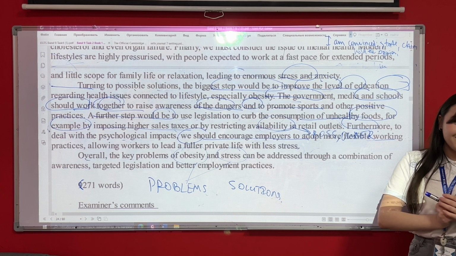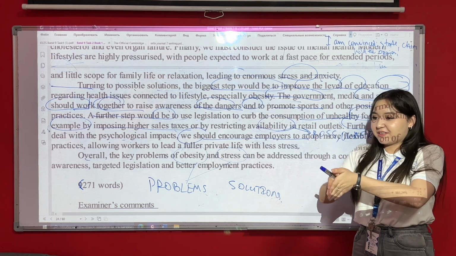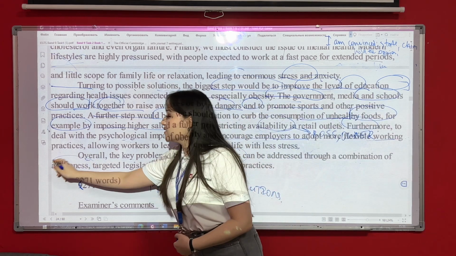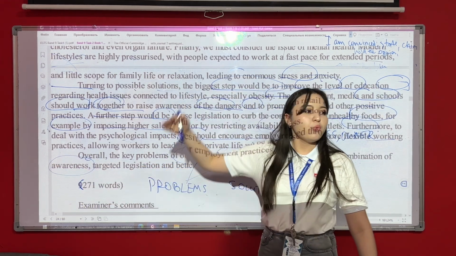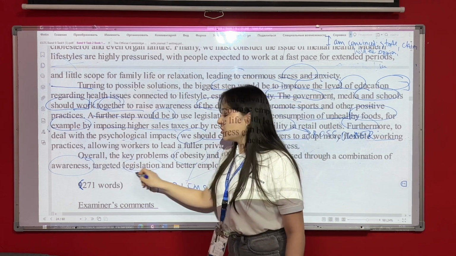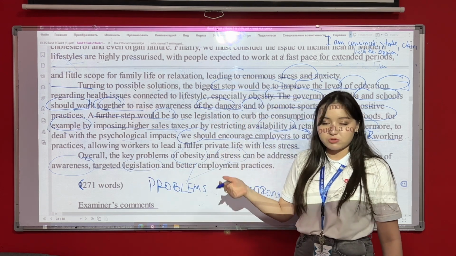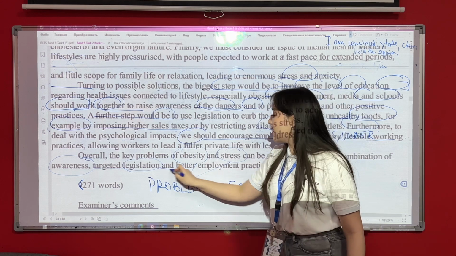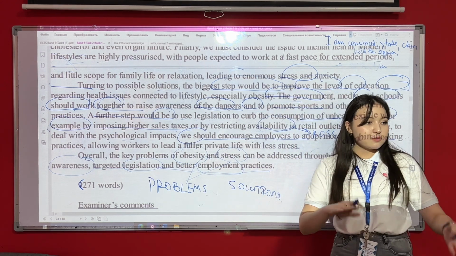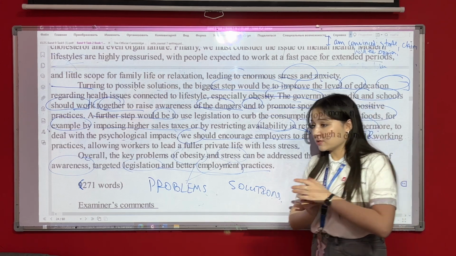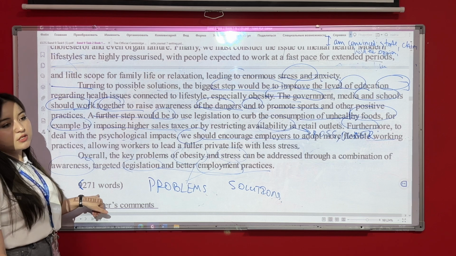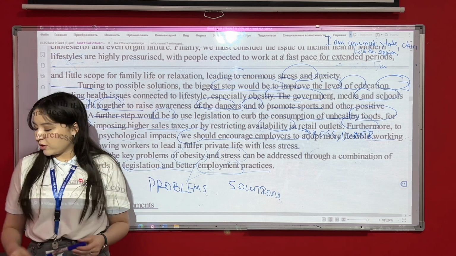A mix. It means that they should work together. Combination of awareness. So it means that they should be aware of the possible, potential problems. Targeted legislation means the laws that should be imposed, right, the taxes and so on. And better employment practices means that they should include flexible working hours. That was this. Is it understandable? Yes. Good. So this essay is 271 words. It meets the word requirement, right?